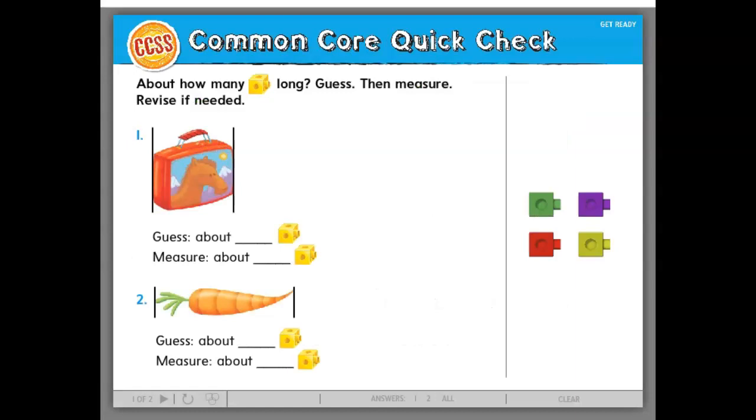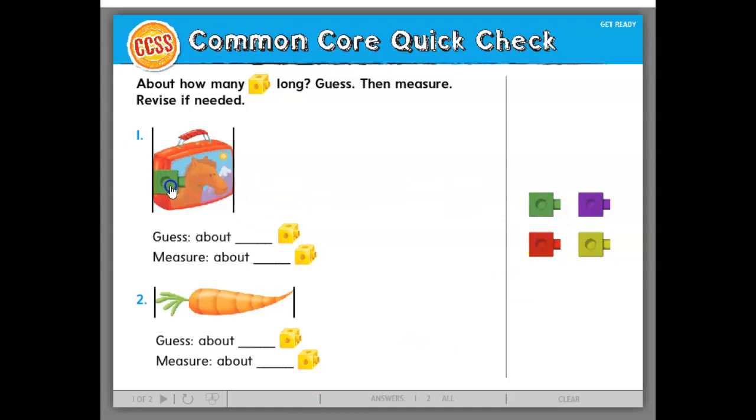And this is just a review of what we were working on with our length, measuring length. So we're going to do a couple of these real quick. First, we're going to guess how long we think the objects are, and then we're going to measure them. So let's guess. How long do you think this lunchbox will be? I'm going to guess that it will be 2 cubes long. And then we're going to measure it to see if we were right.